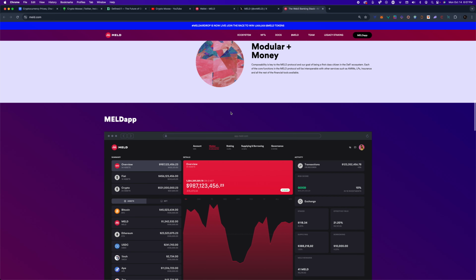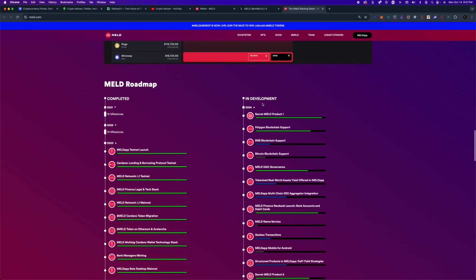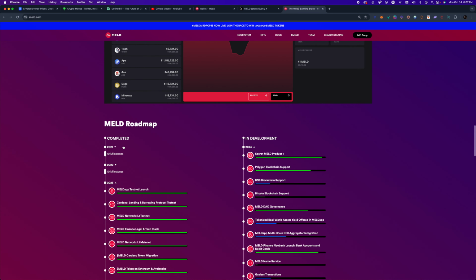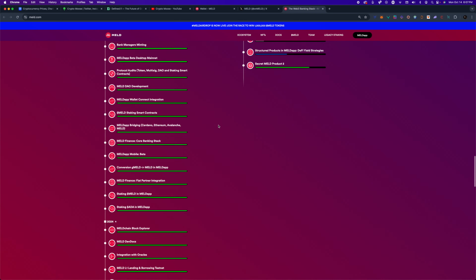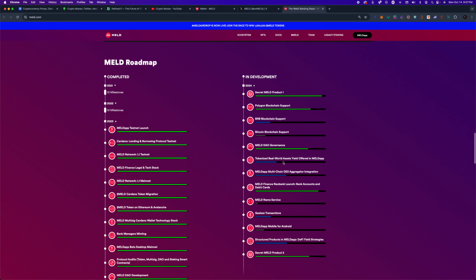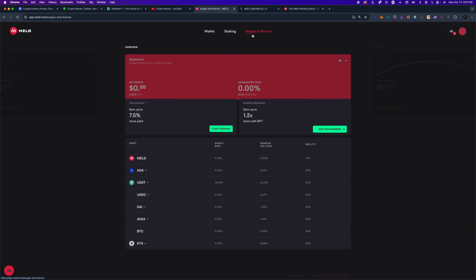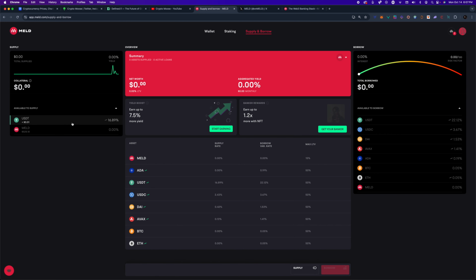But it's my opinion that as MELD achieves everything that they've been developing, which they started in 2020, 2023, now 2024, this project is incredible. They now have supply and borrow. You can now supply different assets and borrow against them. It's going to be a big deal when we get into the bull run. Today is October 14th of 2024, and it's going to be a big deal.